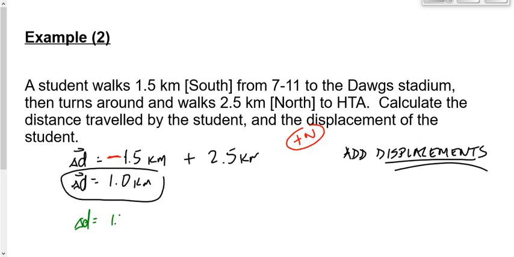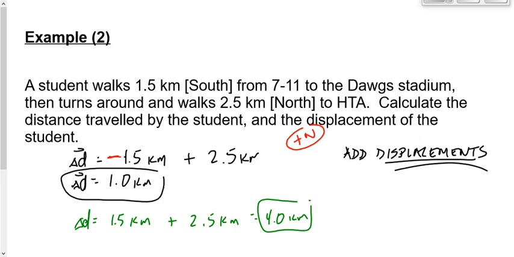For this one, I just said 1.5 plus 2.5 is 4. Why did I not put the negative in for the 1.5? Because distance is a scalar. Displacement's a vector. When there's a direction, I need to include it. Distance is a scalar, so I drop the direction. I don't care about the negative there.